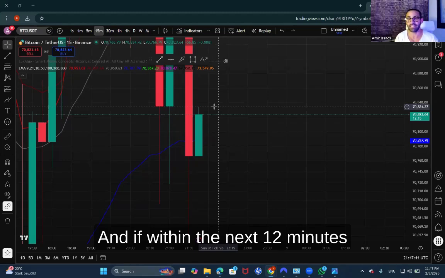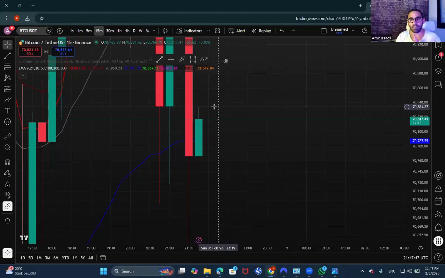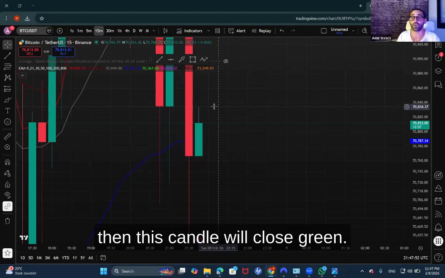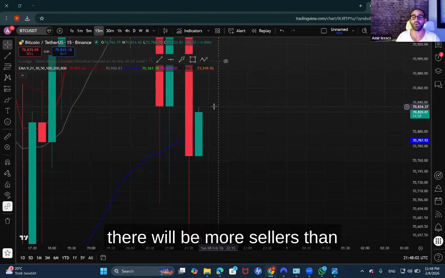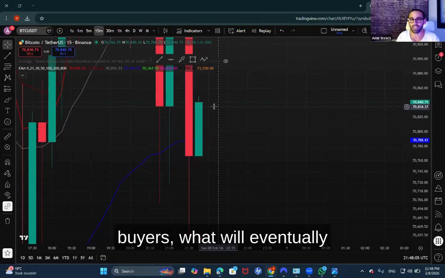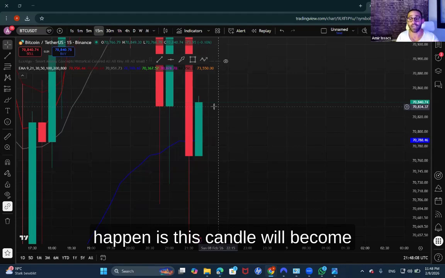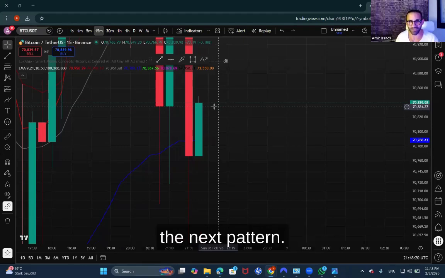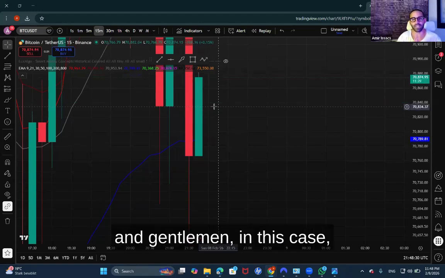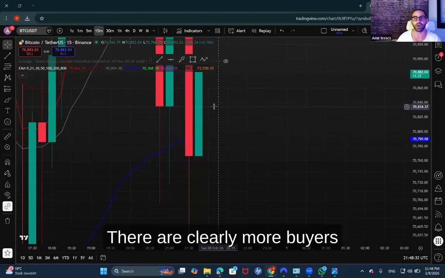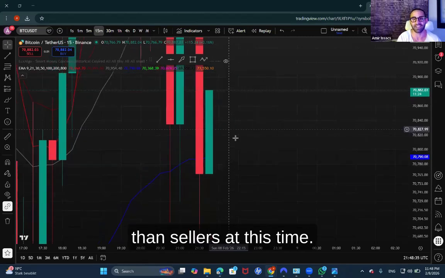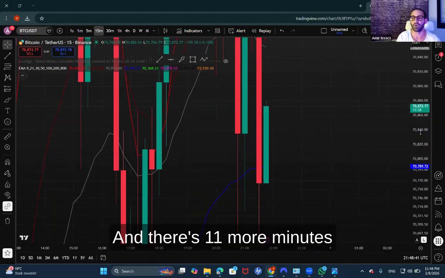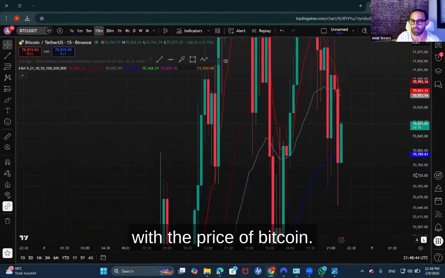If within the next 12 minutes the buyers remain stronger than the sellers, then this candle will close green. At some point, if there are more sellers than buyers, what will eventually happen is this candle will become red, and the next candle that opens up will determine the next pattern. As you can see, ladies and gentlemen, in this case the buyers are pushing up. There are clearly more buyers than sellers at this time, and there are 11 more minutes to go for this candle to close. Let's see what happens with the price of Bitcoin.